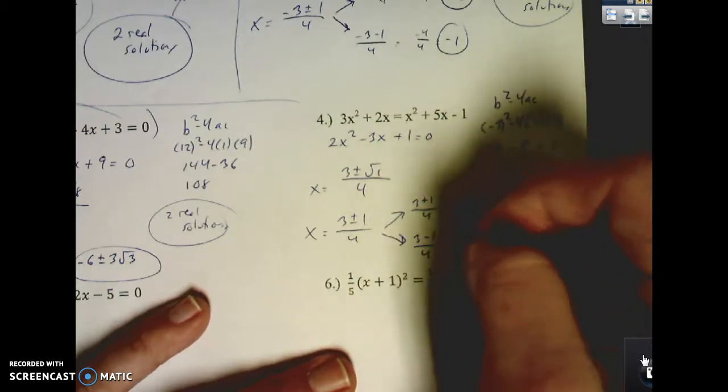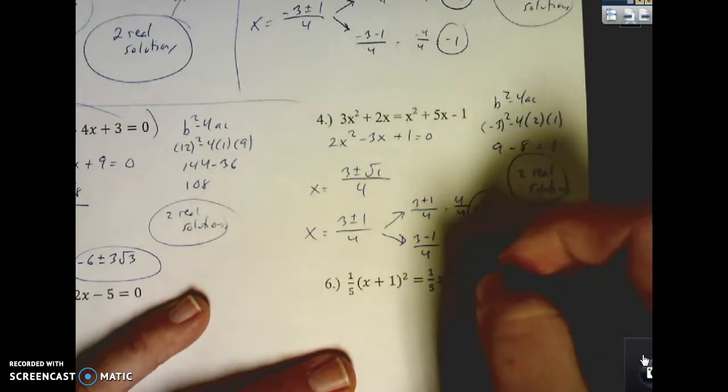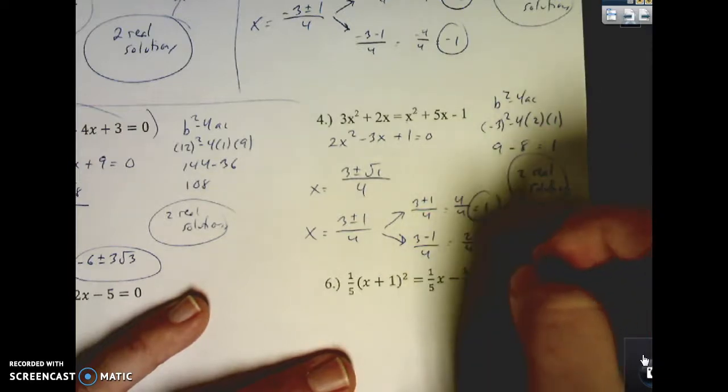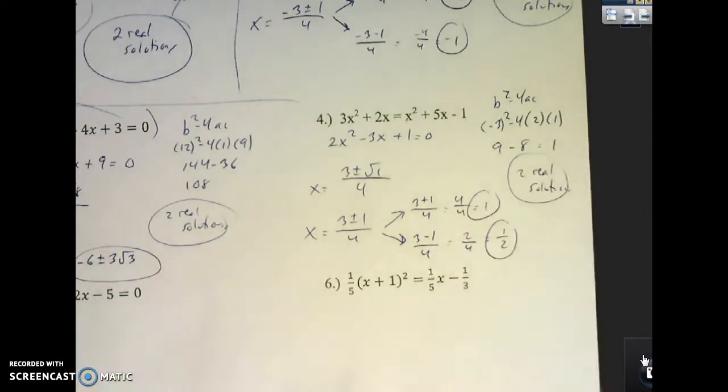Okay, 4 over 4 is 1, and then 2 over 4 is 1/2. Alright, we're looking good.